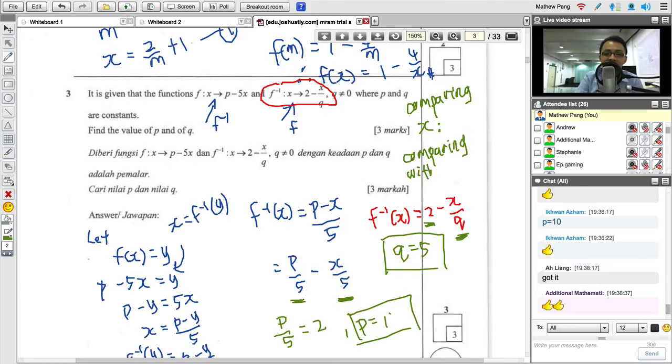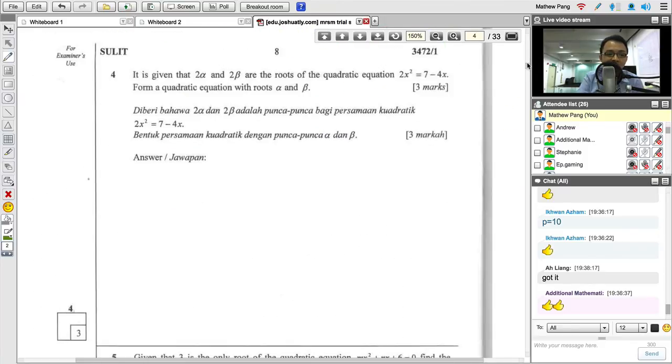So when we do the comparing, one you're comparing with x, right? So this term is with x. And then you're comparing without x, this one is without x. Alright, this is how we solve this kind of question. Alright, let me move on to number 4.